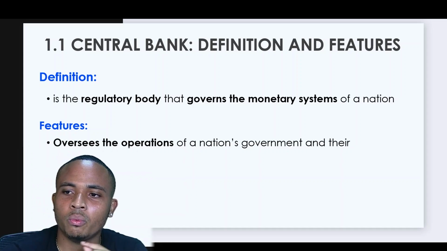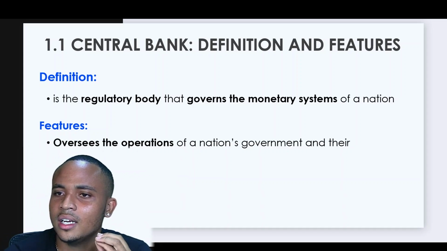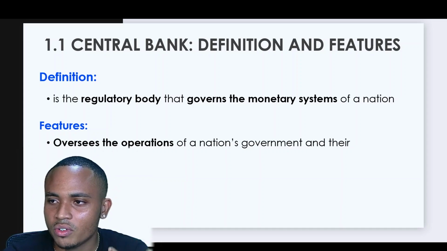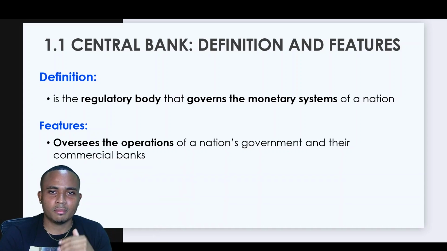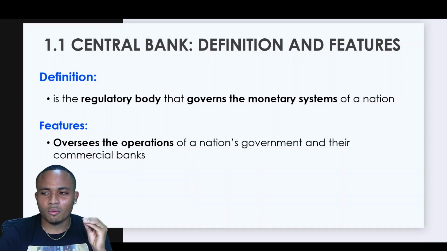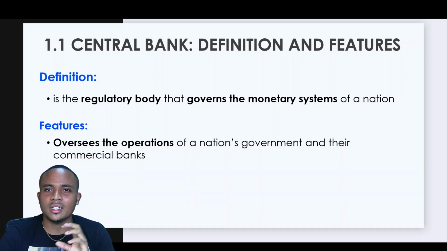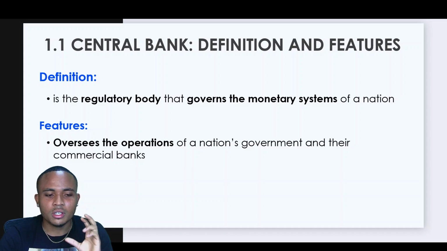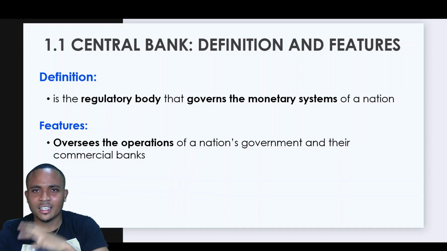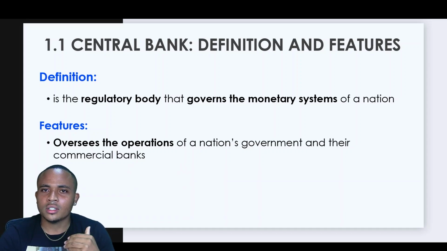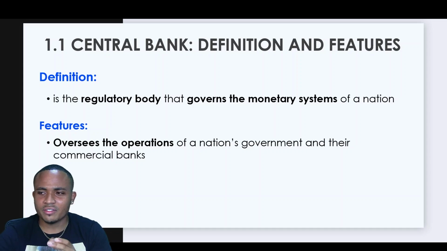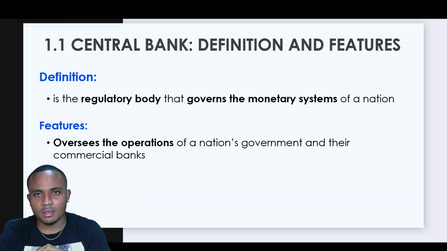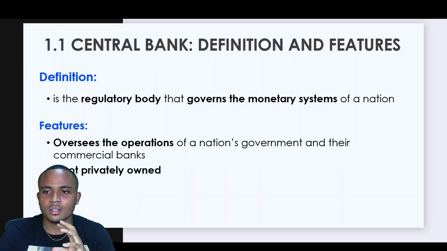So features. One of the first features is that the central bank oversees the operation of the nation's government and commercial banks, and it's highly understandable. These two institutions have a very strong impact on how much money is in an economy, and so to control the money in the economy, you must oversee through control, monitoring, and giving advice to the government and commercial banks in a nation.